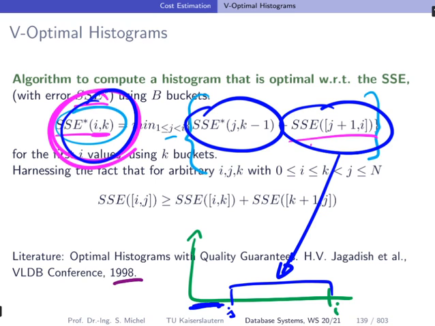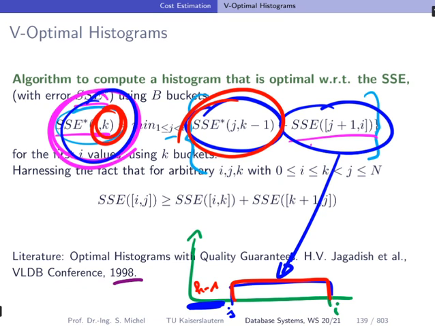And this one here, by definition, is the smallest sum squared error for a histogram looking at the first J values and using K minus 1 buckets, and then one additional bucket. In total, we have here K minus 1 buckets, here we have one more bucket, so in total we have K buckets, and this is exactly the K we want to compute here. Note that this one here is the sum squared error, it's not the sum squared error star, so this is the pure sum squared error of this very last bucket.